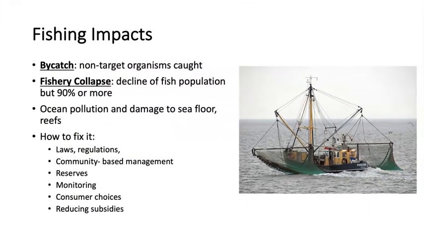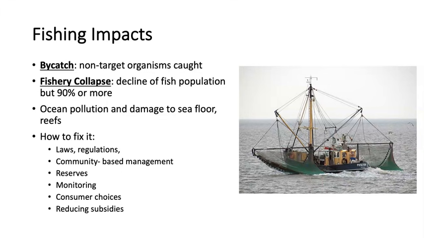Bycatch is considered organisms that you're not meaning to catch in your net. So if you're trying to catch tuna and you end up catching either juvenile tuna, which usually there's certain size or age limits on fish you're allowed to catch, dolphins or turtles or other marine organisms that are unintentional, those are considered bycatch. Often they can be killed in the nets.